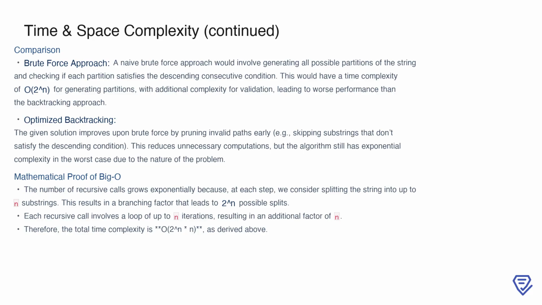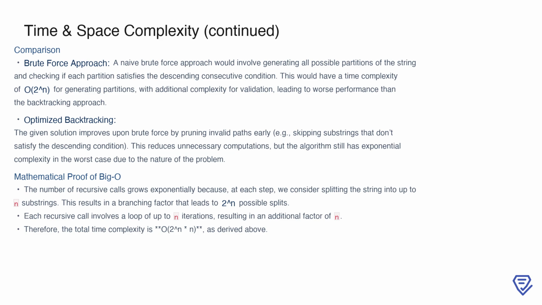When comparing this backtracking approach to a brute force method, we see significant improvements. A naive brute force solution would generate all possible partitions of the string and then validate each partition to check if it meets the descending consecutive condition. This approach would have a time complexity of 2^n for generating partitions, with additional complexity for validation, making it even less efficient than backtracking.